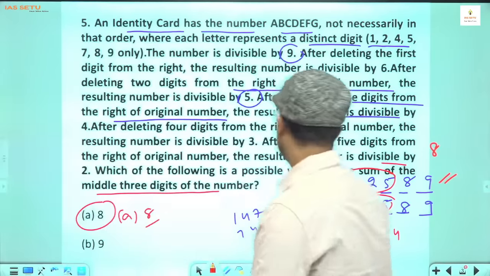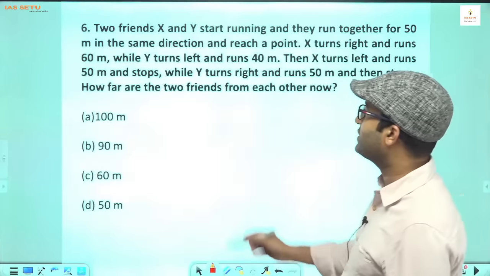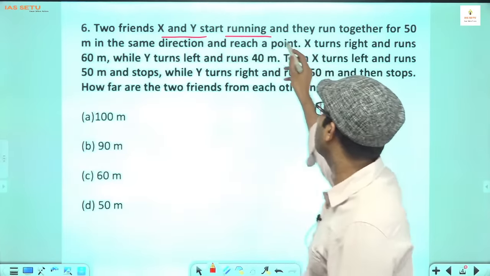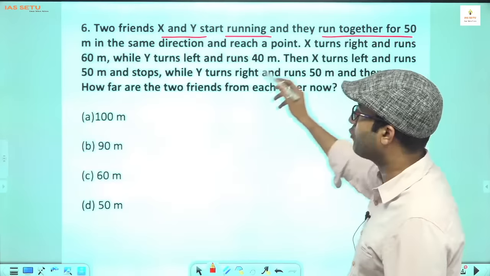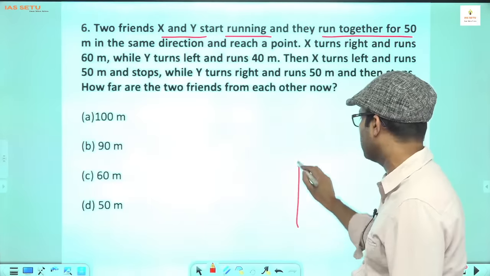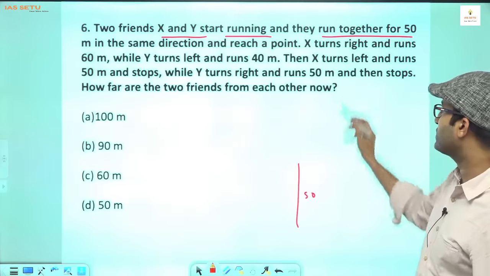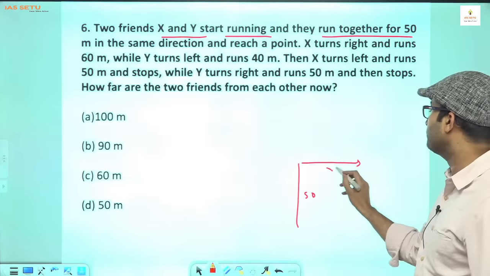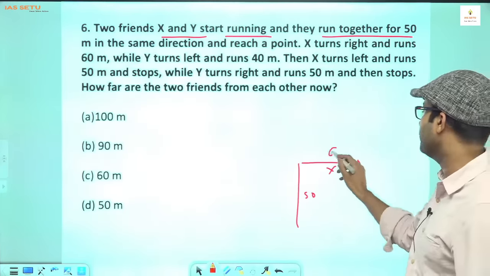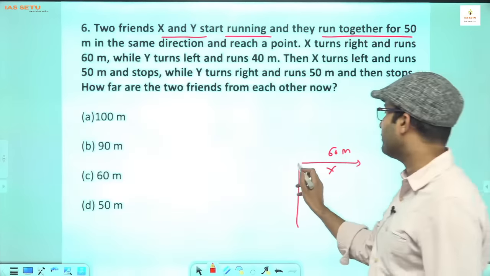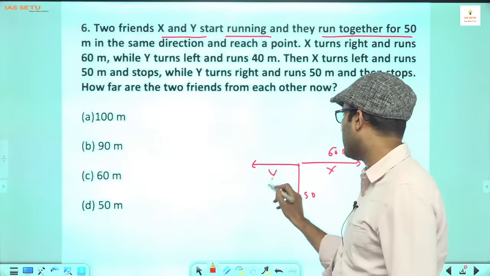Now our next question. Question number 6: two friends X and Y start running. They run together for 50 meters in the same direction. So you take any direction. After reaching a point, X turns right and runs 60 meters. Y turns left and runs 40 meters.